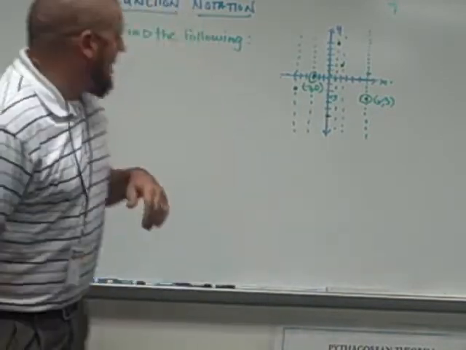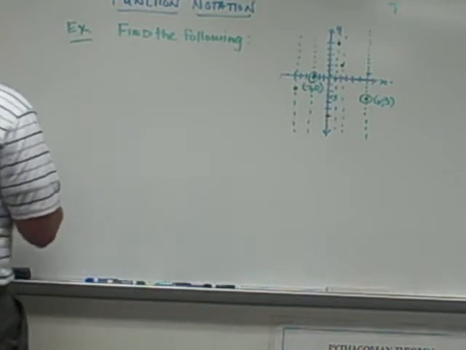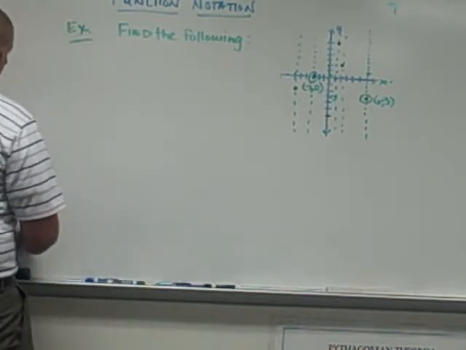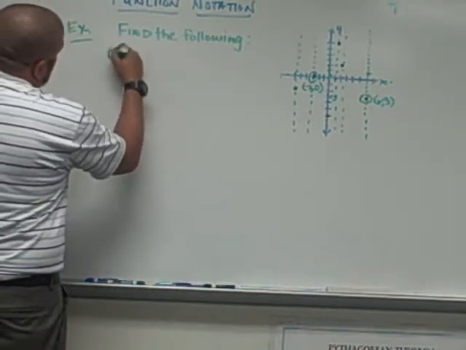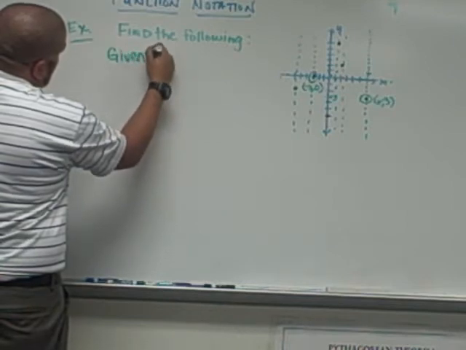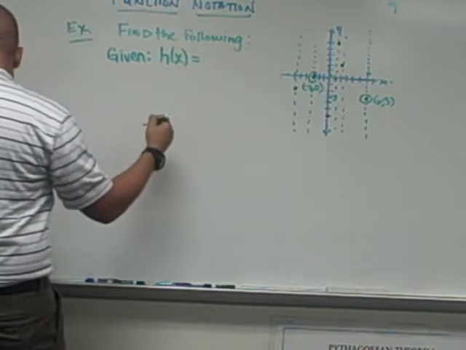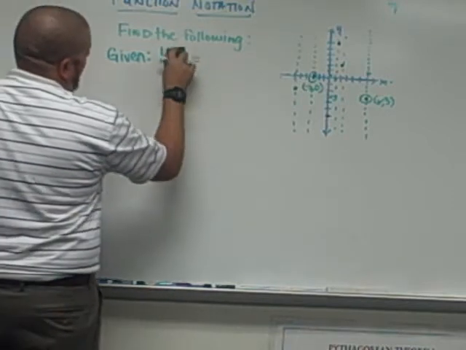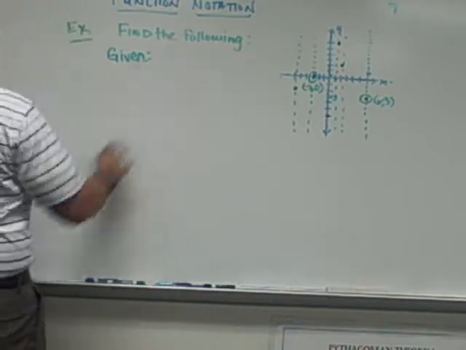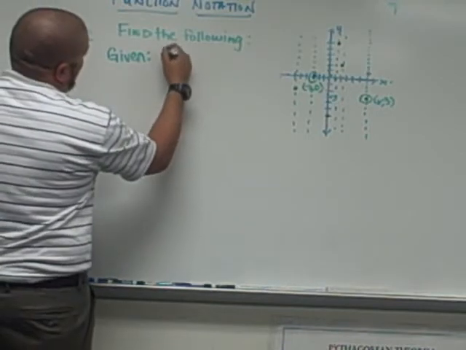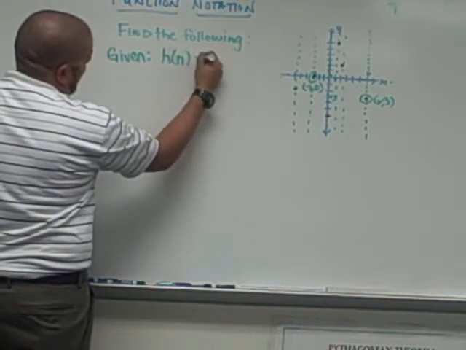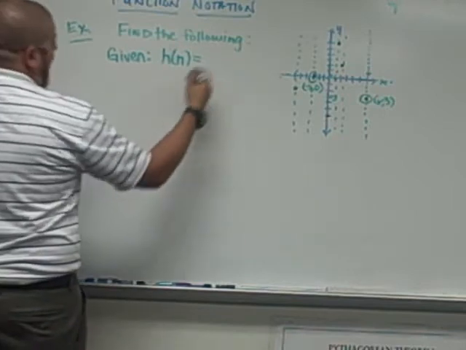Okay? For example, let's say I'm given h of x equals, sorry, let's change it up a little bit too. Let's see it a different way, because we're not always going to see x either. So let's have h of n equals negative 2n plus 4.